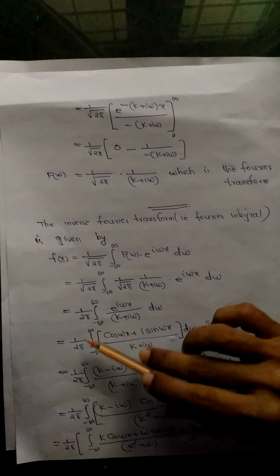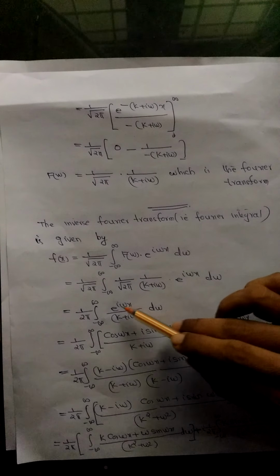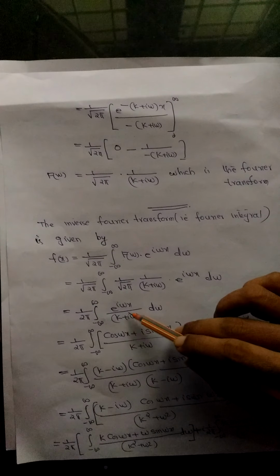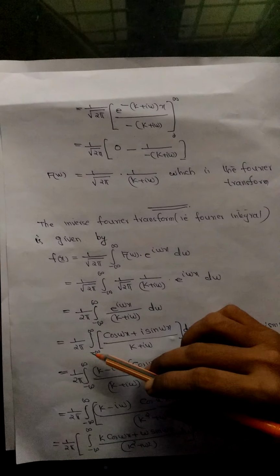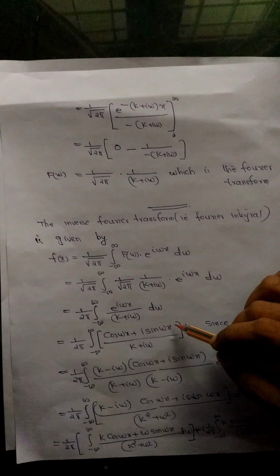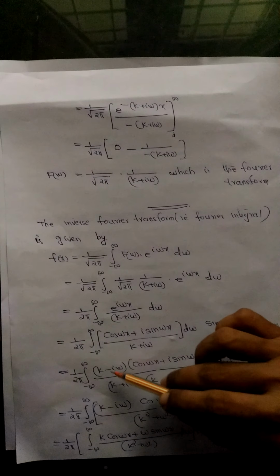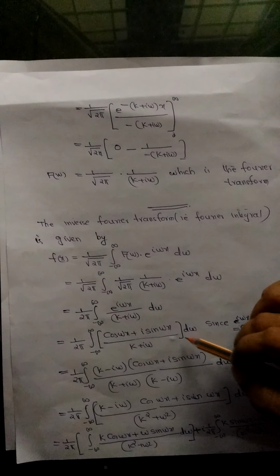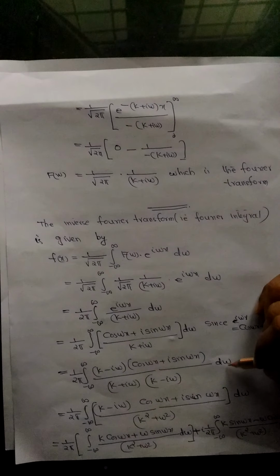So this equals 1 by 2 pi integral from minus infinity to plus infinity, then e raised to i omega x can be written as cos omega x plus i sin omega x, divided by k plus i omega into d omega. Then multiply the numerator and denominator by the conjugate of the denominator, that is k minus i omega. So we get 1 by 2 pi integral of k minus i omega into cos omega x plus i sin omega x divided by k plus i omega into k minus i omega d omega.